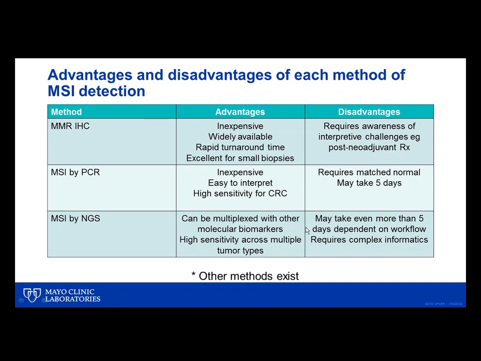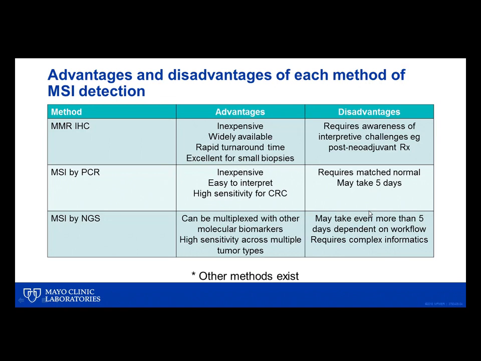MSI by NGS has a number of advantages. It can be multiplexed with other biomarkers. It has a high sensitivity across multiple tumor types, but it may take a long time to go through the workflow of doing an NGS-based MSI screen, and it does require complex informatics, much more complex than would be needed for the other methods that are listed here.